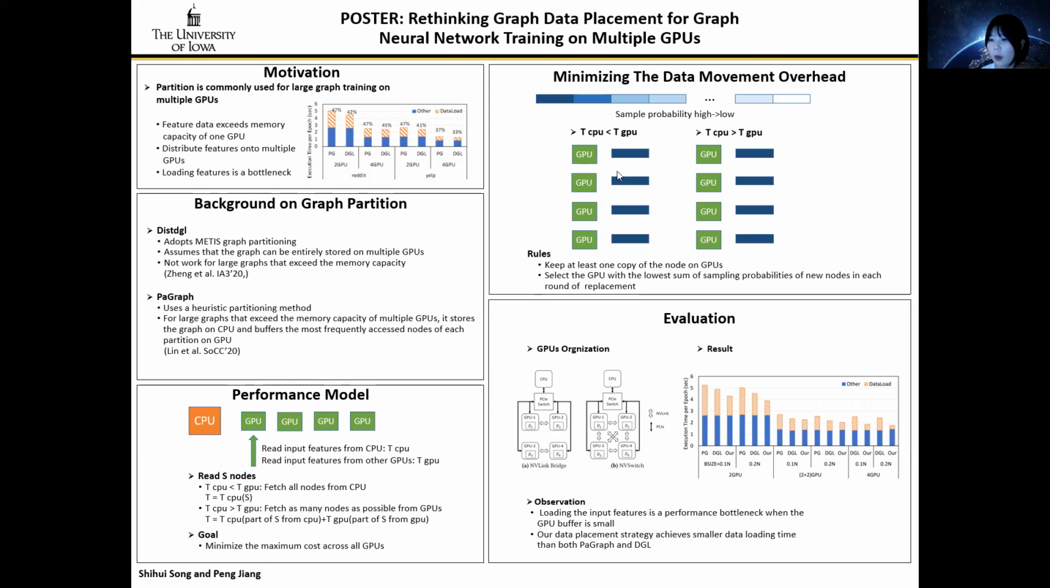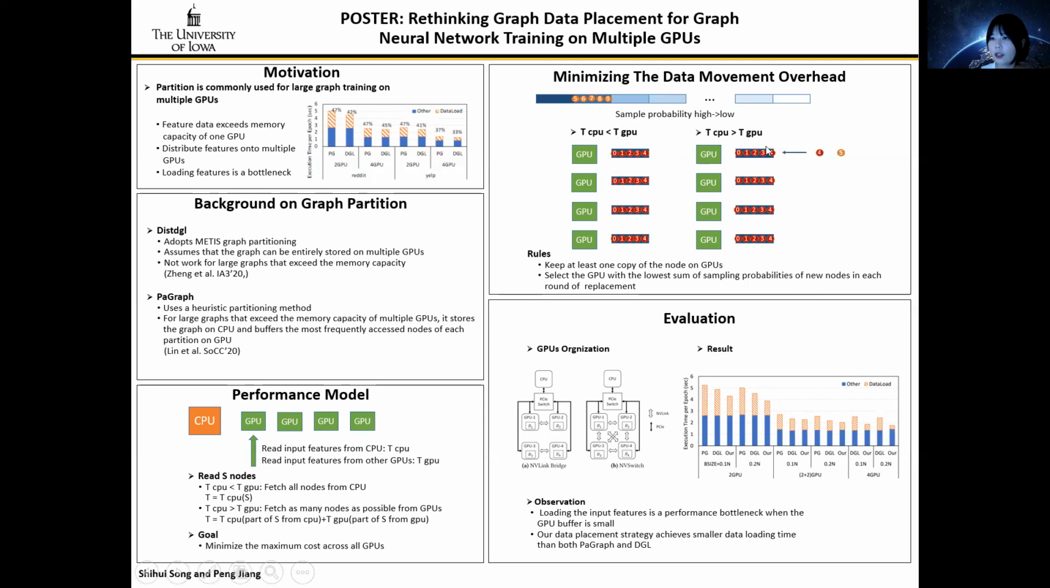To achieve this goal, we propose an efficient solution. Here are the nodes sorted by probability in descending order. When tCPU is smaller than tGPU, we store nodes with the highest sampling probability on each GPU. When tCPU is larger than tGPU, we initialize the buffer on each GPU with the nodes of highest sampling probabilities. Then we need to replace the nodes on each GPU, from the last nodes with the following nodes here.